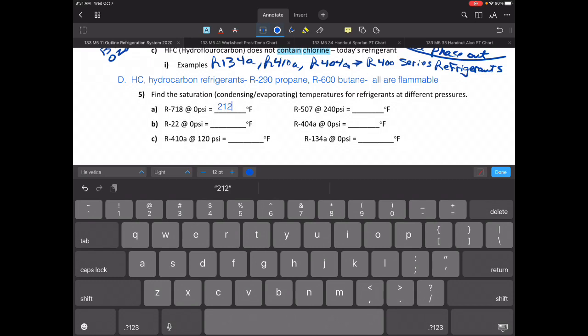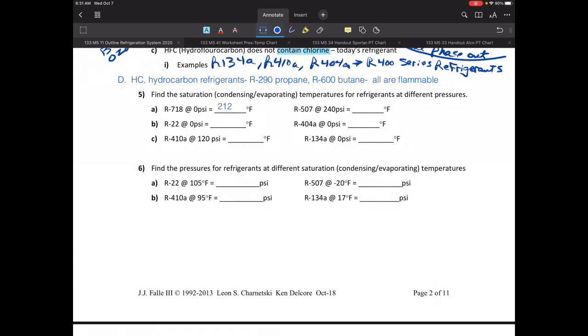212 degrees. And that is pretty straightforward. Now let's take a look at R507, so we'll do the one to the right of that.